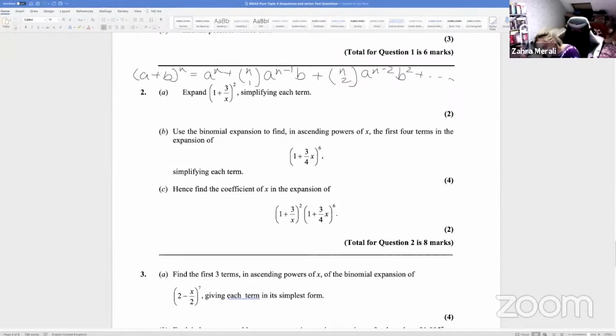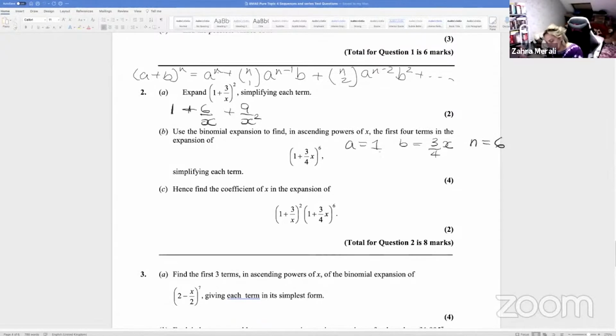Okay, so this is nice and straightforward. Square the first number to give me 1, times them together and double it, so we get 6 over x, and square the last one, 9 over x squared. Okay, so that's nice and straightforward. For part B, my a is 1, my b is 3/4 x. So a is 1, b is 3/4 x, and n is 6. I'm going to put it in the formula. So we're going to find the first 4 terms.